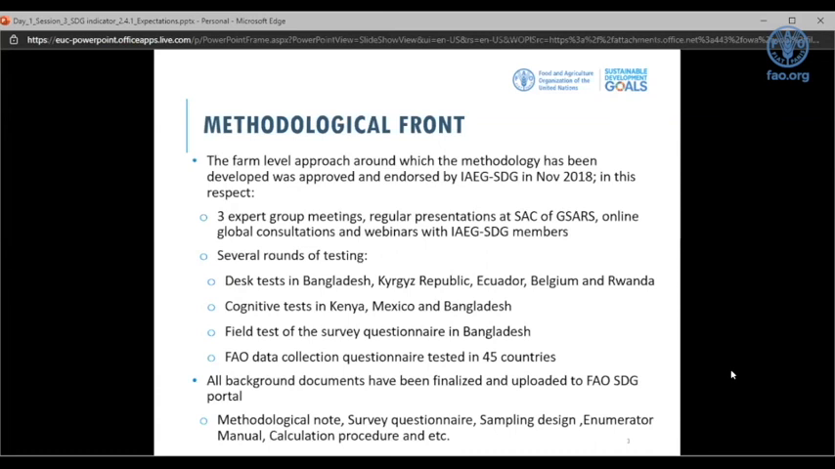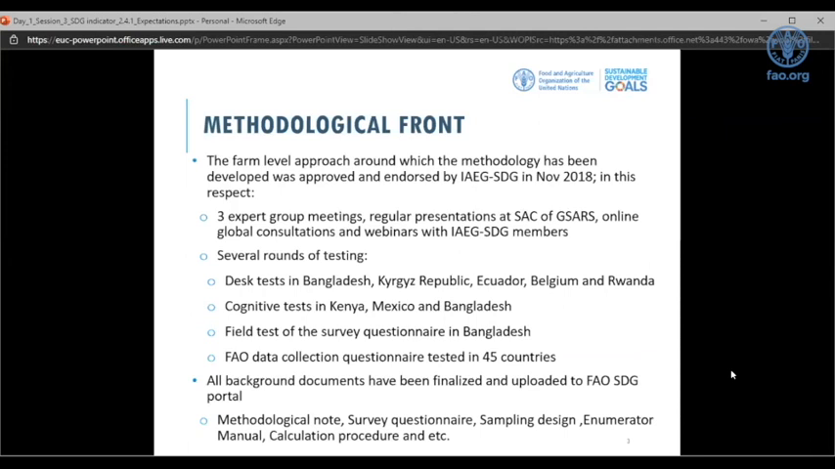Again, we carried out several rounds of testing that include desk tests in Bangladesh, Kyrgyz Republic, Ecuador, Belgium, and Rwanda. We conducted cognitive tests in Kenya, Mexico, and Bangladesh. We conducted a field test of the survey questionnaire in Bangladesh. We also conducted tests of the FAO data collection questionnaire in 45 countries, which Stefania will talk about in her presentation in the next days.